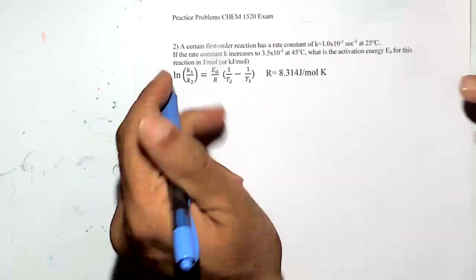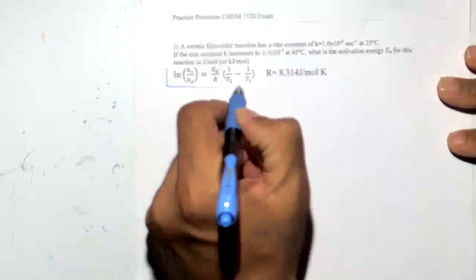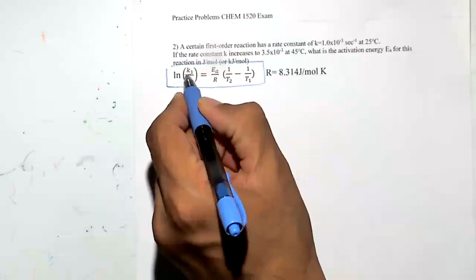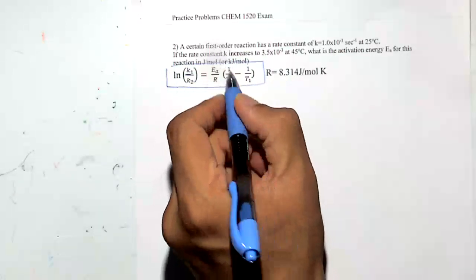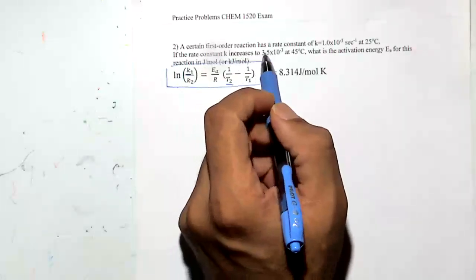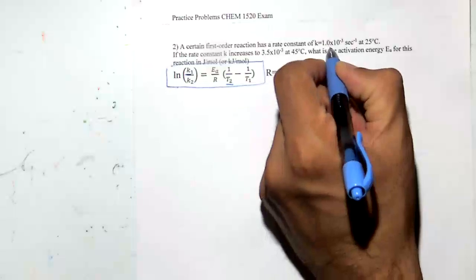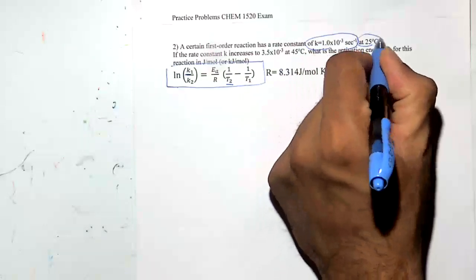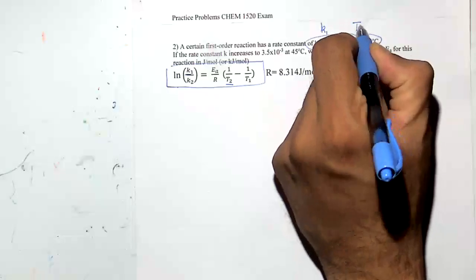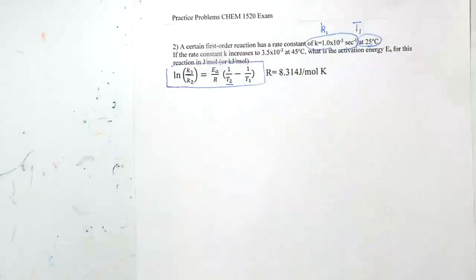Yeah. All right, so I'll give you this equation. This is very similar to an equation that we did in test 1, but this time it's going to be rate constant at a specific temperature. So a certain first order reaction has rate constant 1 times 10 to the minus 3 at 25 degrees. So I'll call this rate constant K1 at this temperature T1.